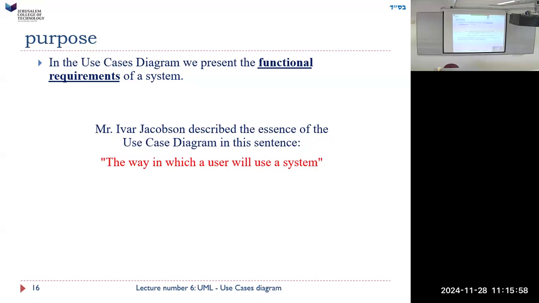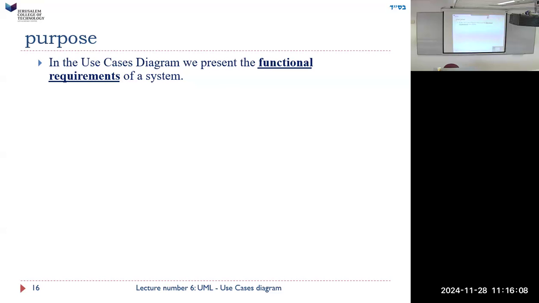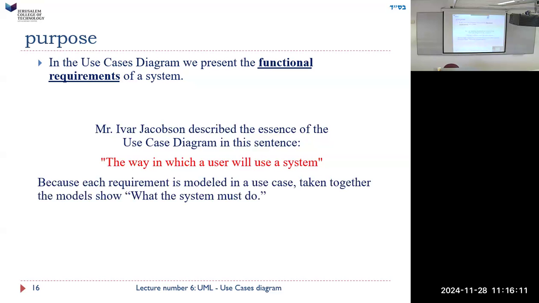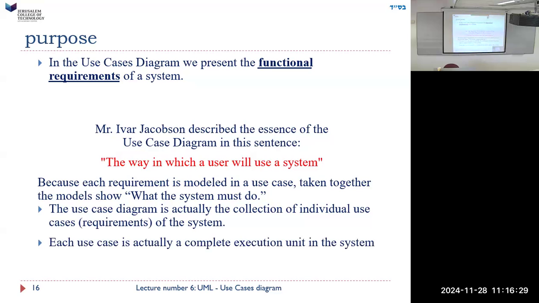Because each requirement is modeled in a use case, taken together, the models show what the system must do. It's a little bit confusing, but each one of those actors and circles is called a use case. And then many of them together is also called a use case diagram. But even one would be a use case diagram. If you make a lot of them, then you know what the system is doing. The use case diagram is actually a collection of individual use cases. Each use case is actually a complete execution unit of the system. Each little use case.